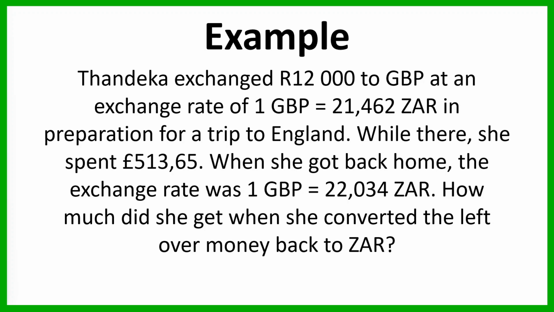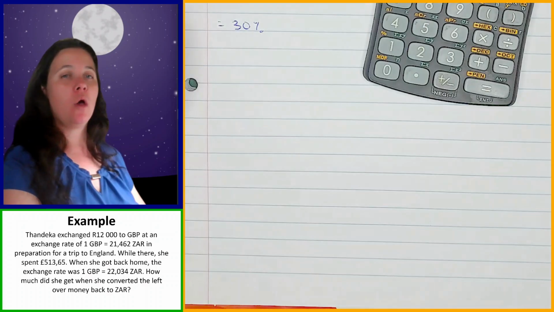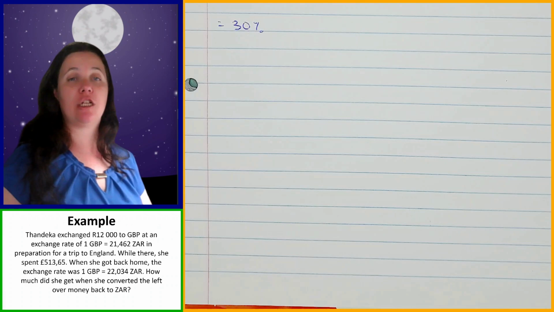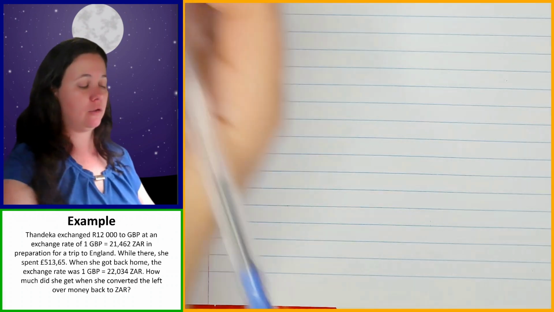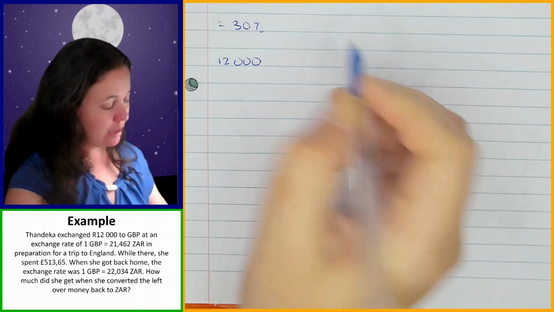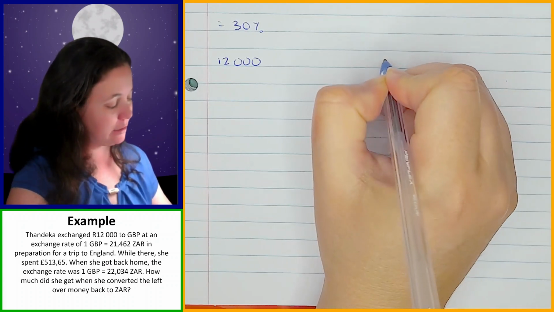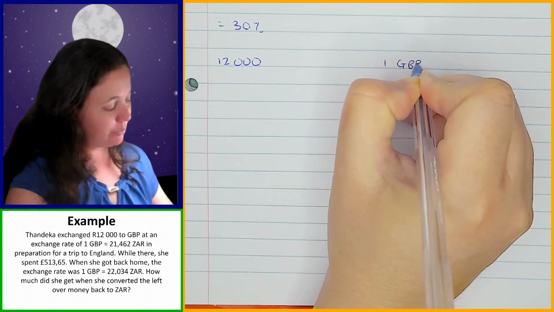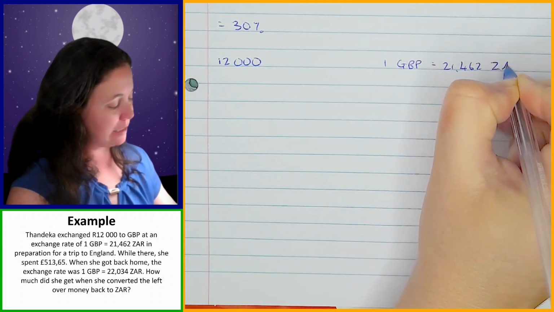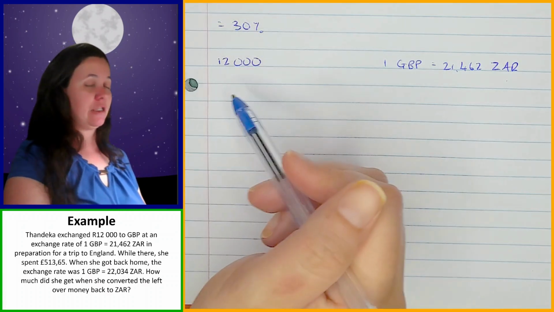Okay, so let's see how we would work this one out. So first of all, for this question, we need to convert the original amount of money that she converted from rands into pounds. Okay, so we have 12,000 and we need to convert that to pounds. So if you look at the exchange rates, I'm going to just write it here. So we've got 1 GBP equals 21.462 ZAR.